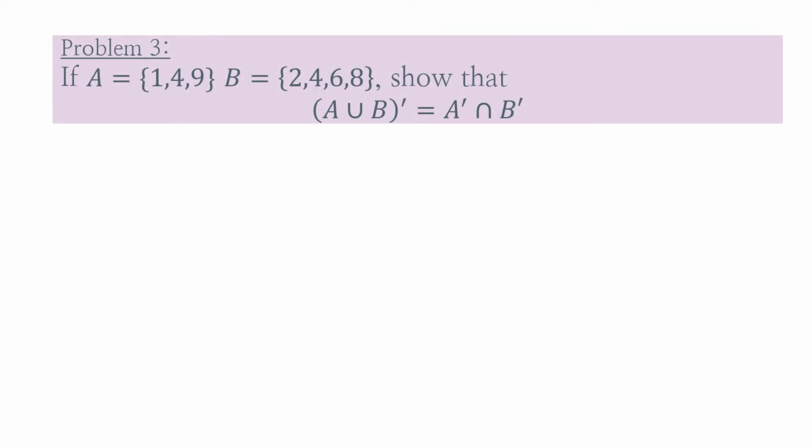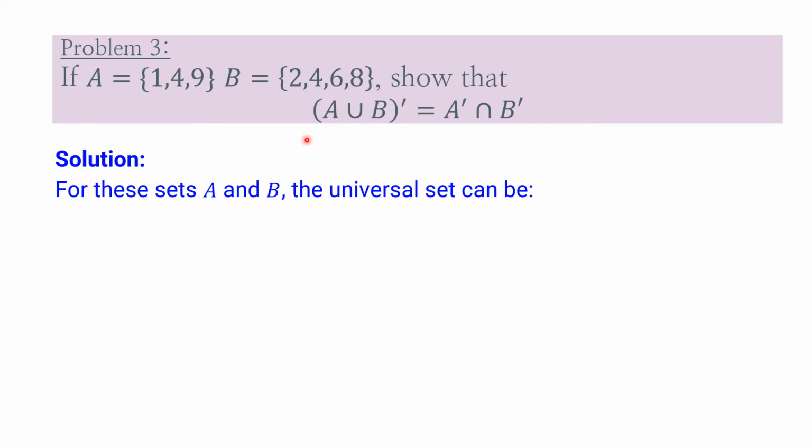In this problem, we have a set A having elements 1, 4 and 9 and set B having elements 2, 4, 6 and 8, and we are required to show that (A union B) complement is equal to A complement intersection B complement. For this problem, we can assume that the universal set is the set of natural numbers from 1 to 10.